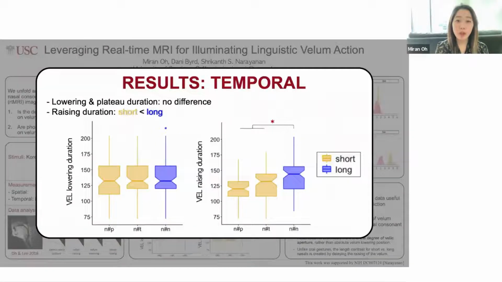As for temporal pattern of the velum actions of the singleton and long juncture spanning nasals, the intervals of velum lowering movement and plateau duration did not differ between the short and long nasals in Korean. Instead, the length distinction was found in the velum's raising duration.